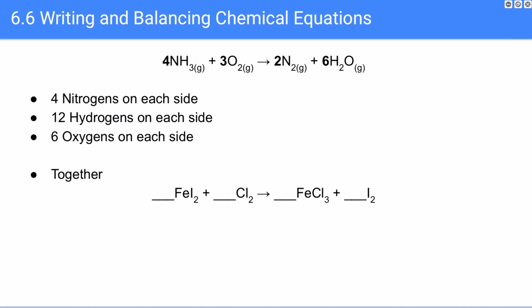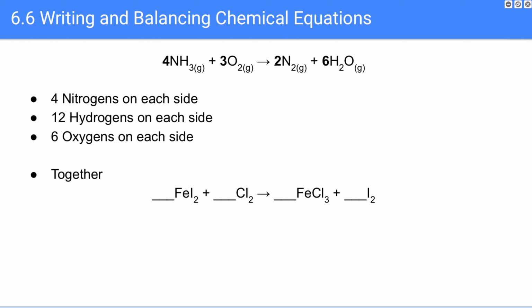So as we take a look at the equation that we have here, we can see that it's already balanced. And again, that is based off of the coefficients that have been put in front of each chemical on the reactants and product side. So for my reactants, you'll notice that I have a 4 in front of NH3, a 3 in front of O2, a 2 in front of N2, and a 6 in front of H2O.